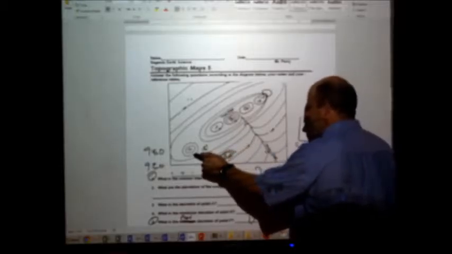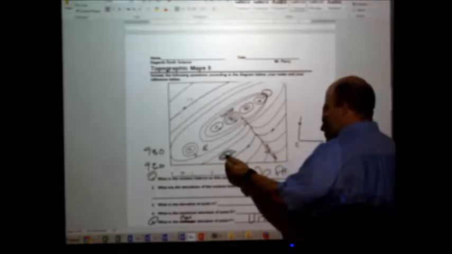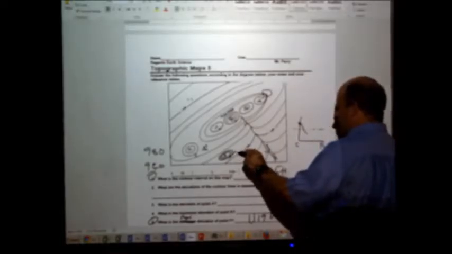So C is at 1060. If this is 1000, 20, 40, 60. So C has to start out at 1060, and it's going to go down through the hill, or hole, and it is going to drop below 1000. So let's make that 1000. It's going to drop below 1000, okay? Go past B and A, and then it's going to go back up to 1000, and then it has to end at 960. It's got to end at 960, and it's got to start at 1060.